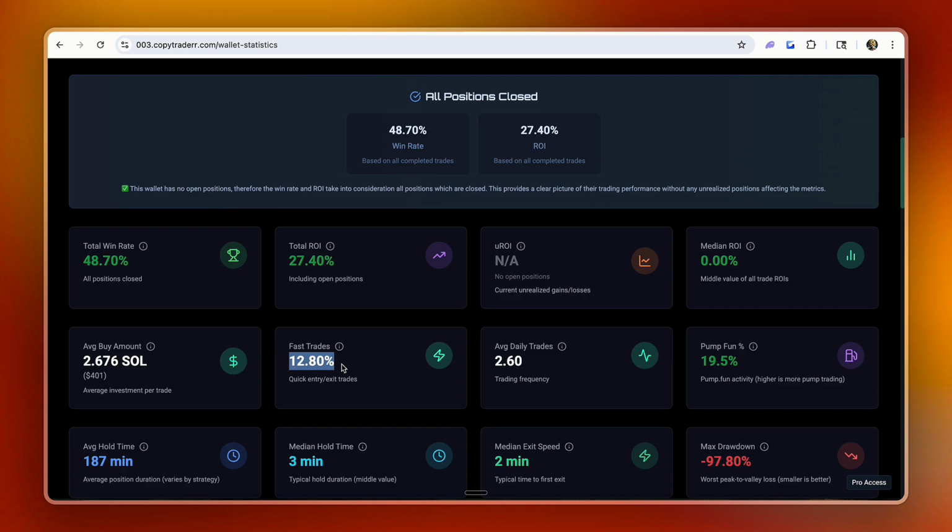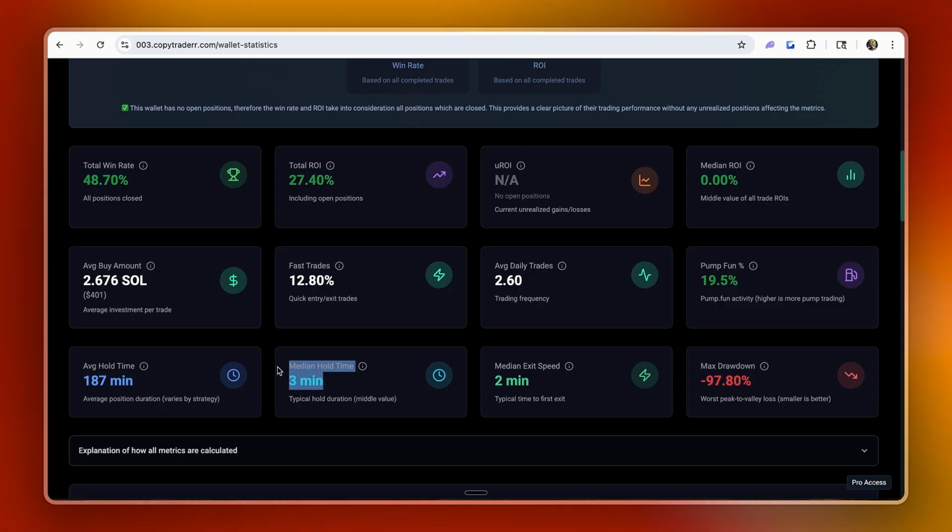Their fast trades is low. This is the number of trades that they buy and sell within 10 seconds, so we want that to be low. They trade 2.6 times per day. They're not trading that many pump fun tokens, which I really like. It used to be a better factor before Bonk, but now they could be trading Bonk tokens instead because pump fun is not as prevalent. And I like their median hold time.